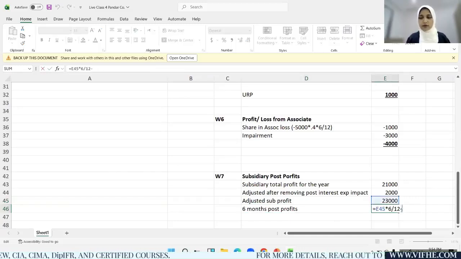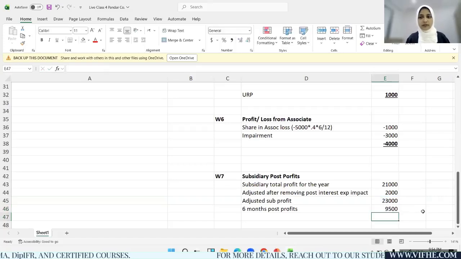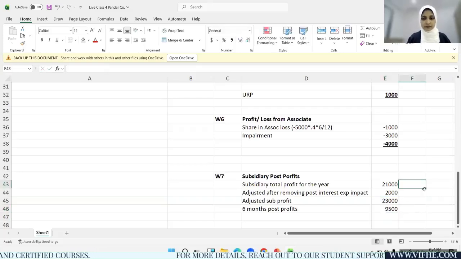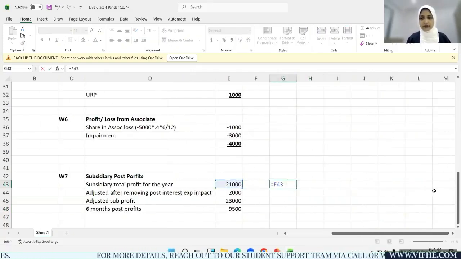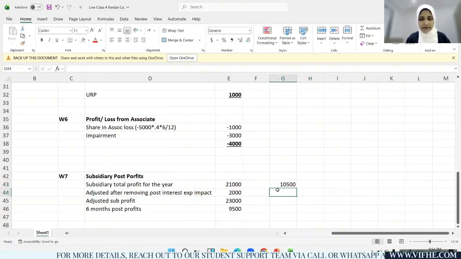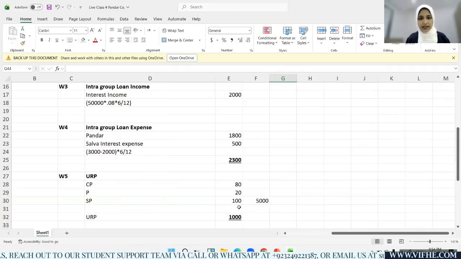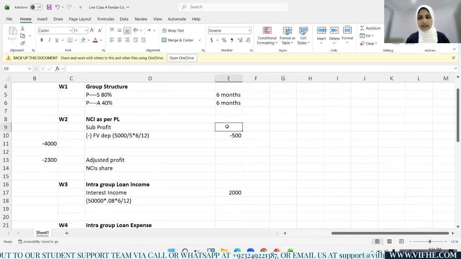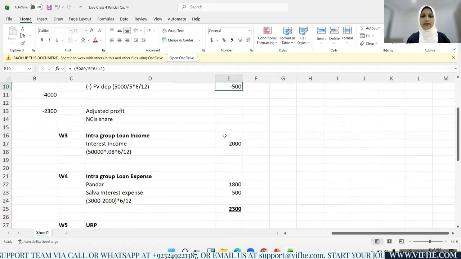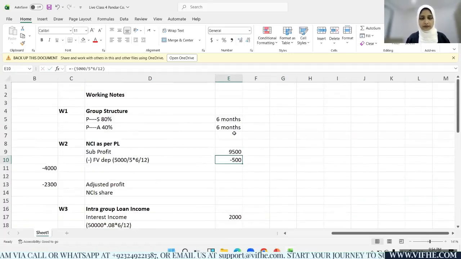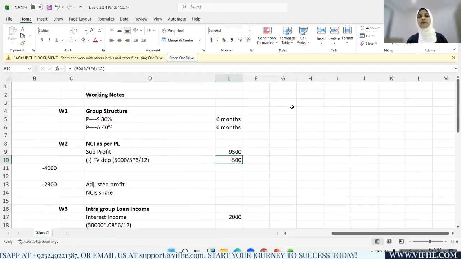If I'm saying post profits, then the entire 2 million impact should come here. So the distribution is not even. It's not 21 million into 6 by 12. It's not a 10,500, 10,500 split. It will become uneven: 11,500 and 9,500 split. So 9,500 I'll take over here. I'll link this cell. Now, if anyone has a doubt, they will ask me what I have done and why I have done 9,500.